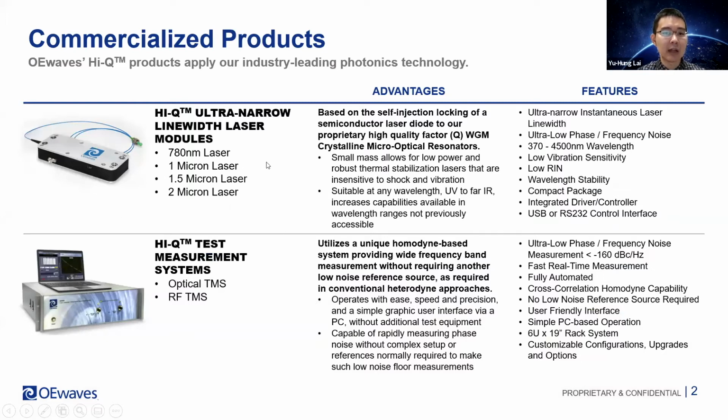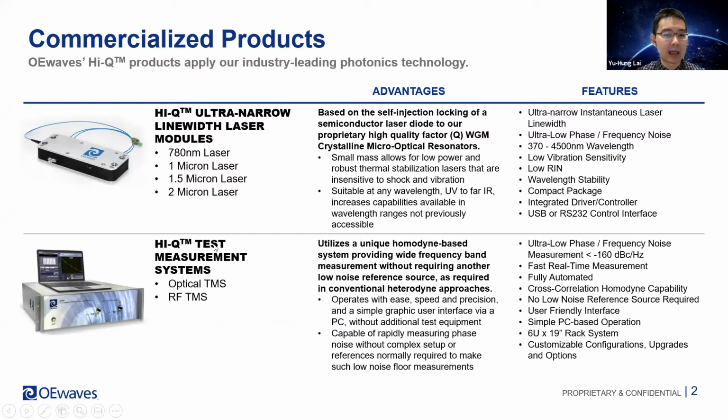Our ultra narrow linewidth laser modules can generate laser light at 780 nanometer, 1 micron, 1.5 micron, and 2 micron. Basically, it has very nice features like ultra narrow instantaneous laser linewidth and ultra low phase frequency noise, and it can be customized from 370 to 4500 nanometer wavelength. It also has low vibration sensitivity and very low ringing.